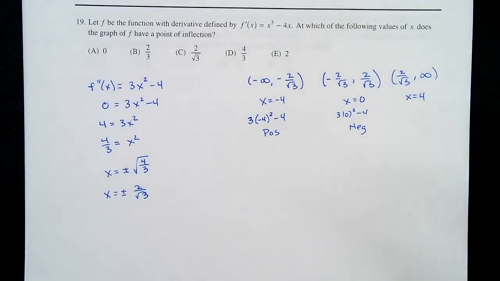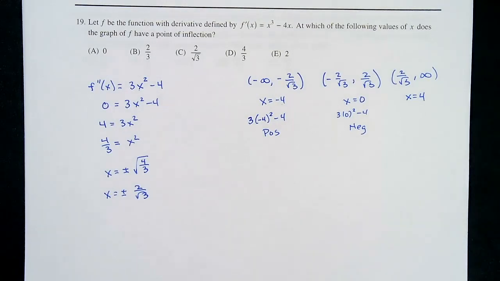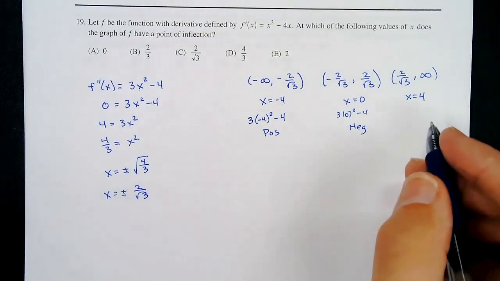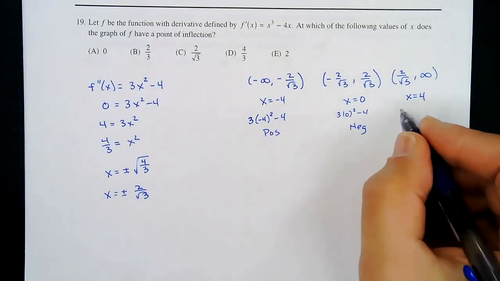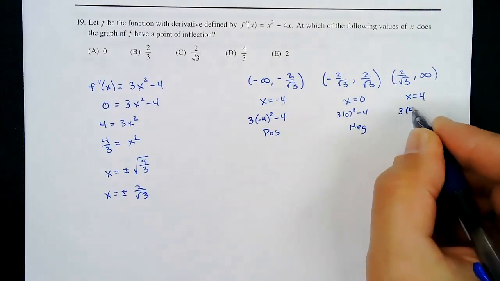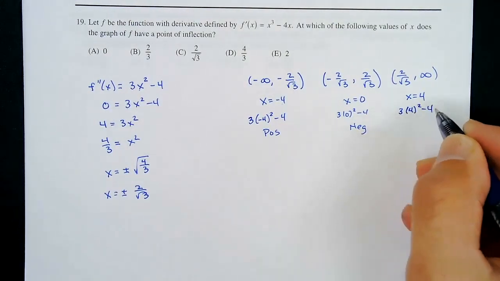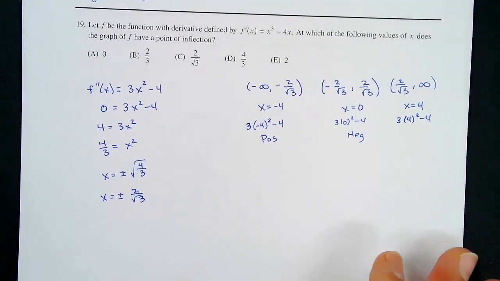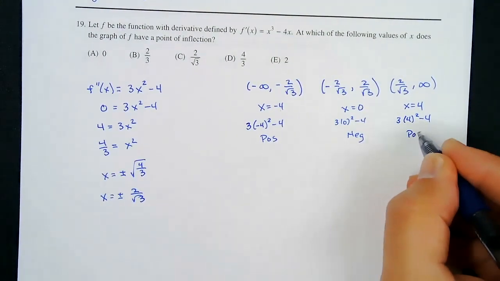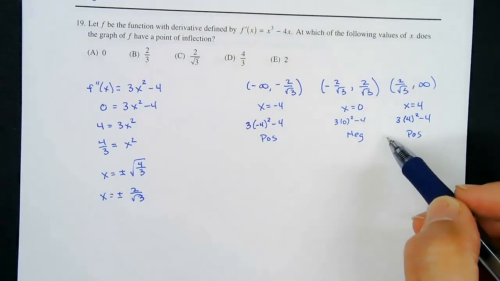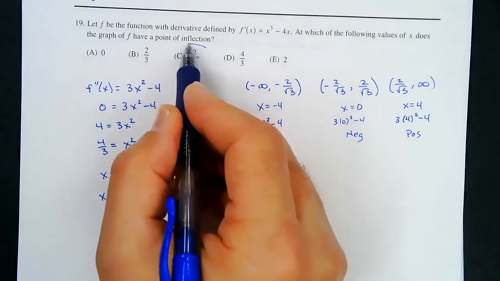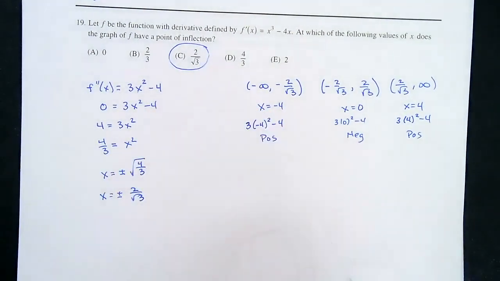Because it says at which of the following x values does a graph of f have a point of inflection. So if we put 4 into the second derivative, that'd be 3 times 4 squared minus 4. That'd be 48 minus 4, right? So this is going to be positive. So yes, we have a point of inflection at 2 over the square root of 3. So the correct answer is C.